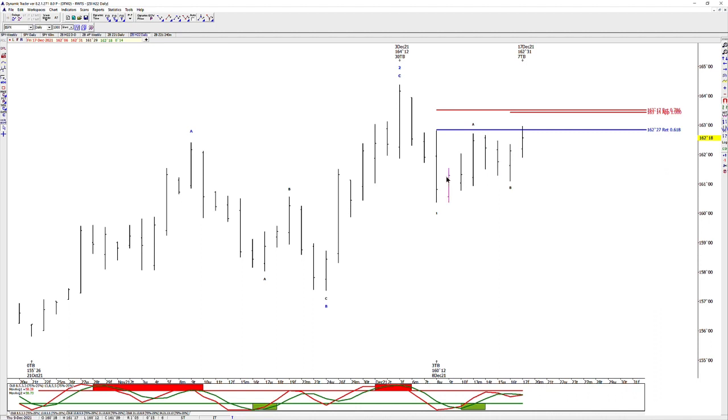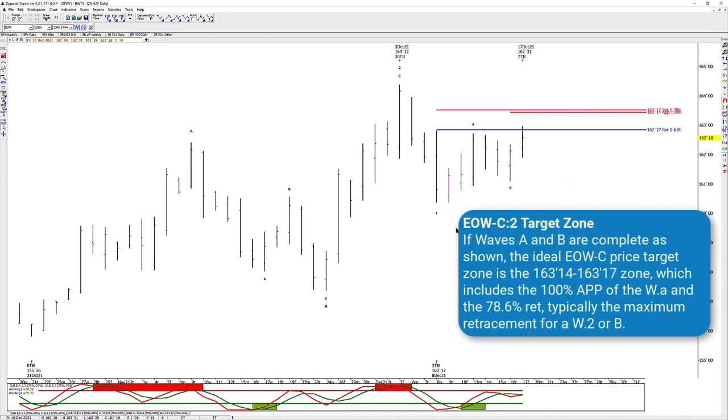Well, as of the last bar on the chart, bonds have probably made a wave A and a B, and the ideal price target for the wave C would be a bit above the market. This is the 100% alternate price projection of the wave A, and it's a 78.6% retracement of this initial decline, which I've labeled as a wave 1.